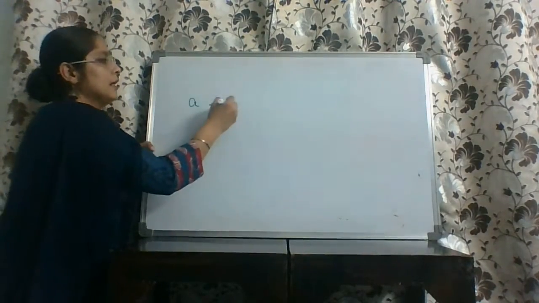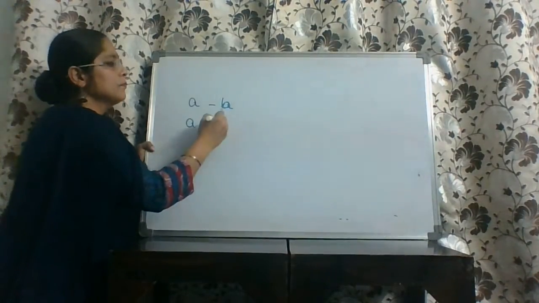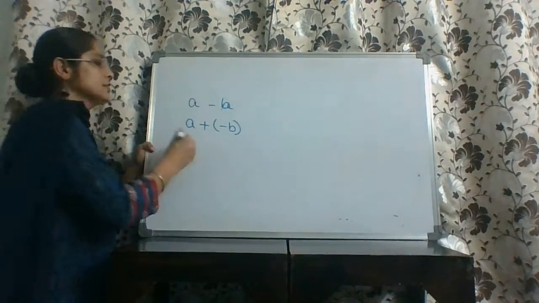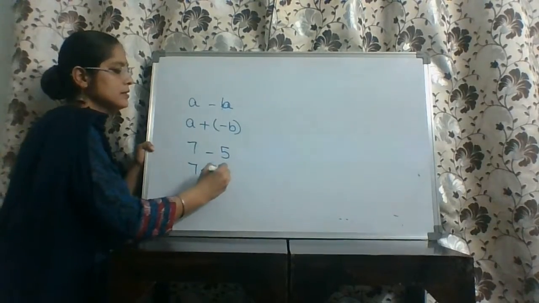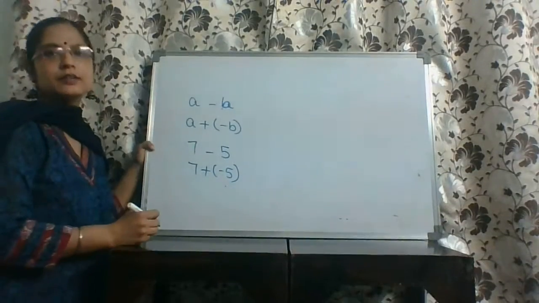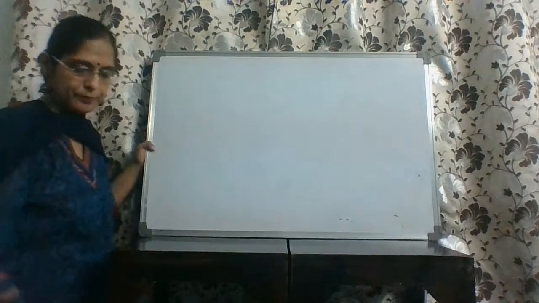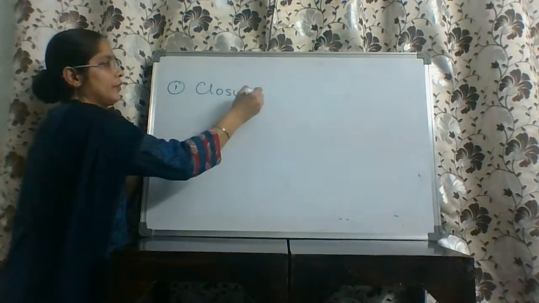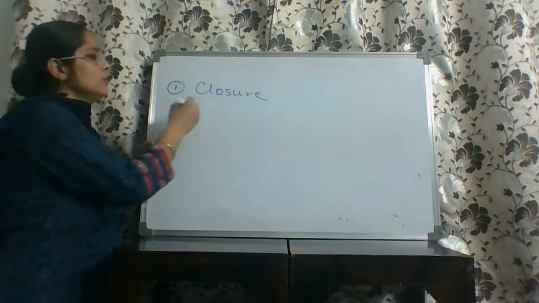a minus b can be written as a plus minus b. This is subtraction. 7 minus 5 can also be written as 7 plus minus 5. It is same as addition of 7 and minus 5. Now let us come to properties of subtraction. First property, closure property. Whenever we subtract two integers, we get an integer only.